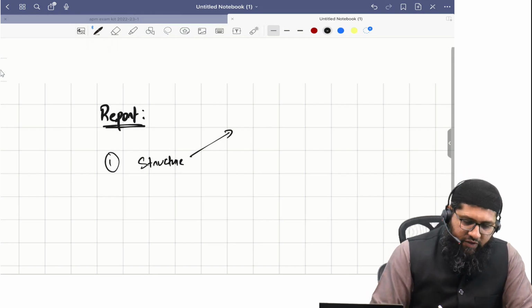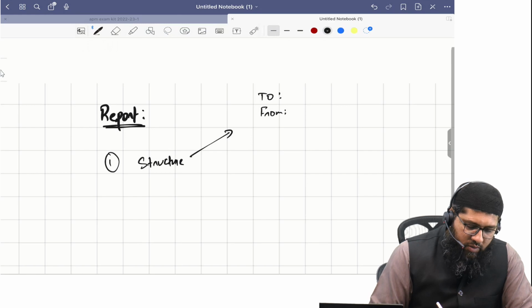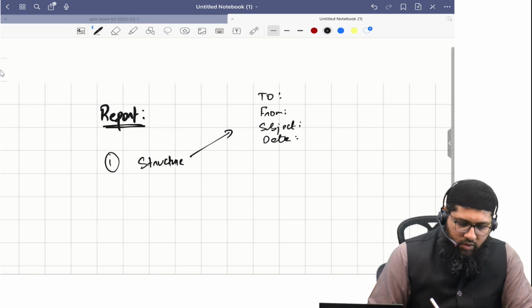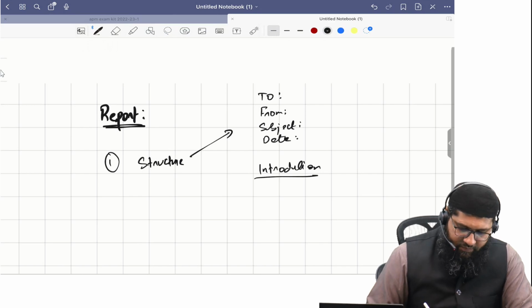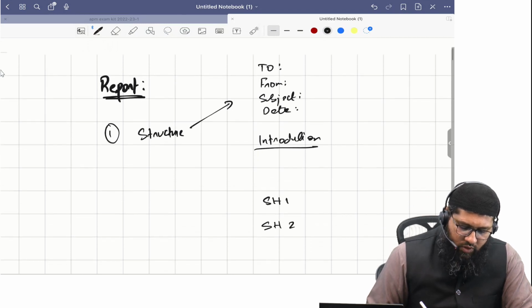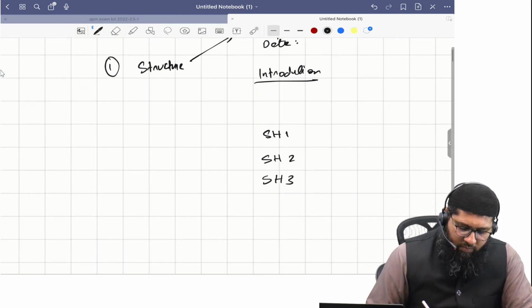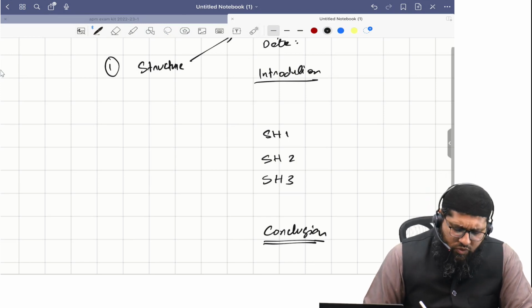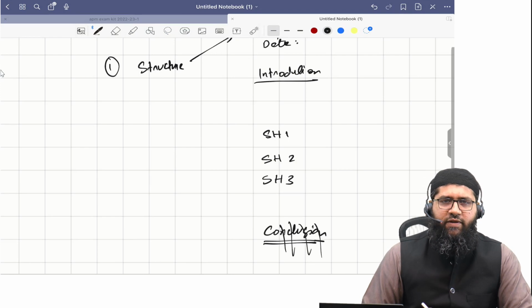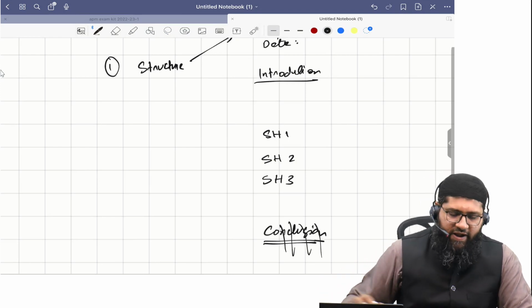The structure of the report would mean that you start off with to, from, subject, date. And then you would have the introduction paragraph. Then you would have subheading 1, subheading 2, subheading 3. And you might draw a conclusion if you wish to, depending on the situation in the given scenario. At times the situations are such that you don't even draw up a conclusion. So that's what you have to do.